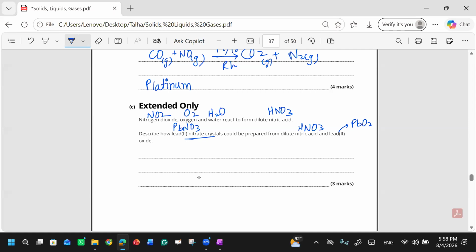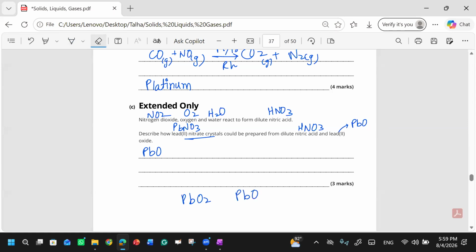Firstly, I am writing the equation for this. Like you have lead oxide, and lead oxide is just simple, one oxygen. This I will teach you in the stoichiometry chapter, how you can write how many atoms will be there. Like, is this correct or is this correct? So this we will do in the stoichiometry chapter.